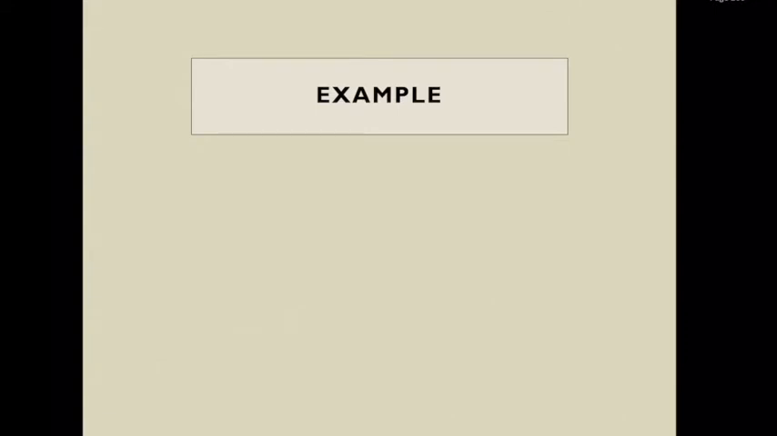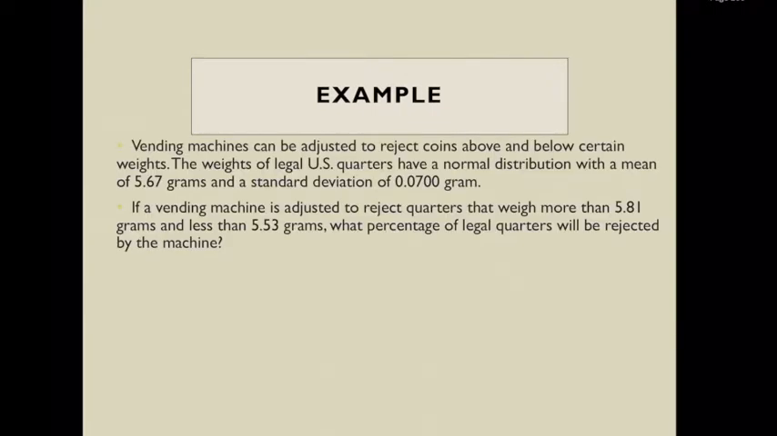Okay, so another example using the 68, 95, 99.7 rule would be this. Vending machines can be adjusted to reject coins above and below certain weights. The weights of legal U.S. quarters have a normal distribution with a mean of 5.67 grams and a standard deviation of 0.07 grams. If a vending machine is adjusted to reject quarters that weigh more than 5.81 grams and less than 5.53 grams, what percentage of legal quarters will be rejected by the machine?